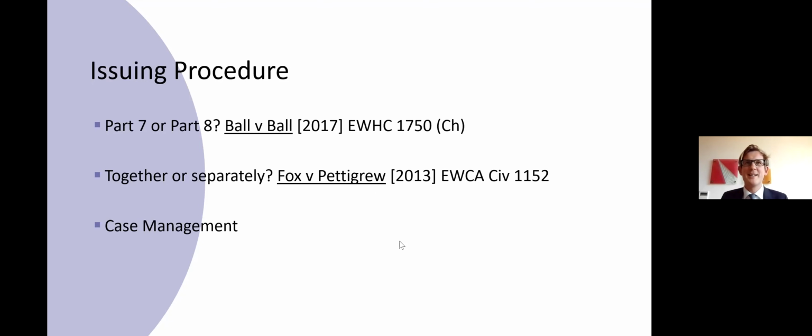Emily, what have we got? Oh, what's the winner here? Request the court stay the Inheritance Act claim pending the outcome of the probate claim. I think that's a reasonable suggestion. That's what was suggested in Fox and Pettigrew. However, it's not one the Court of Appeal liked very much.